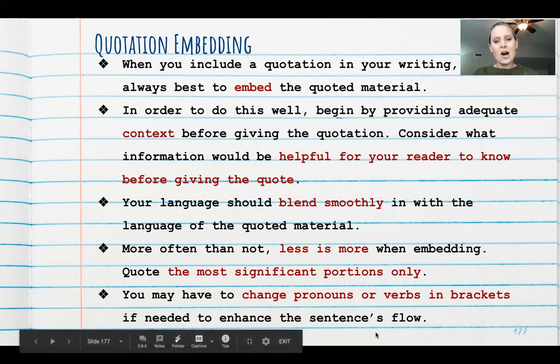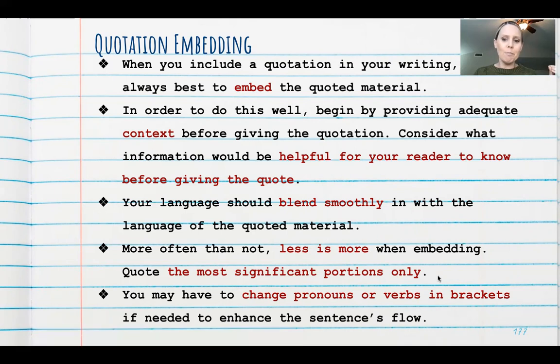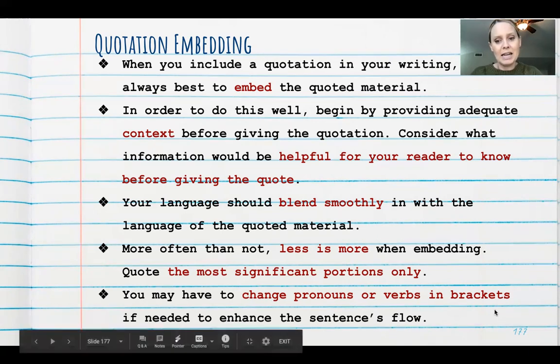More often than not, less is more when you are embedding. Quote only the most significant portions of the text. There is not an idea of, I want my essay to be longer, so I better just give long quotes. That's not the aim. The aim is to give just the quoted material that's very focused and specific to the point that you're trying to make.